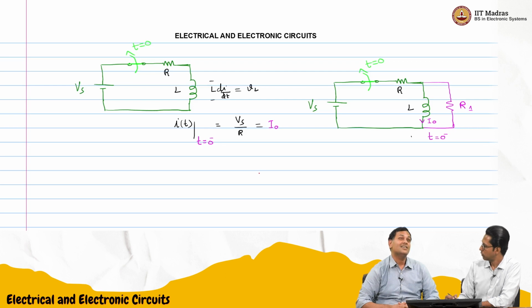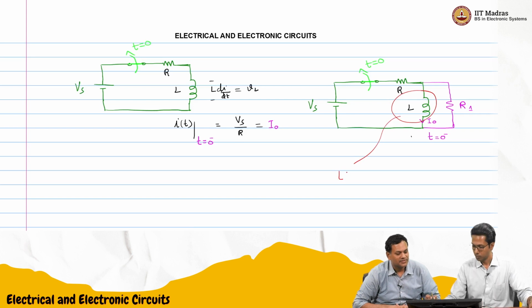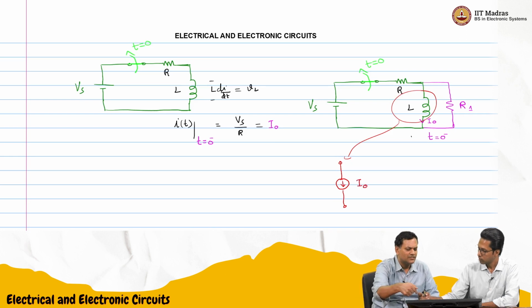Is it in parallel? No, it should actually be in series. It's just a current source. Because it's a current source in series with the short circuit. So I can just replace it with a short and a current source, and its value will be I naught. Basically the direction of the current source will be the same as the original direction of the initial current.